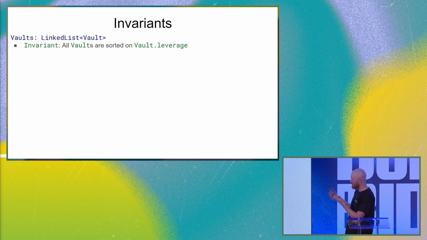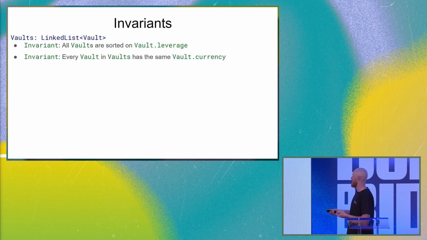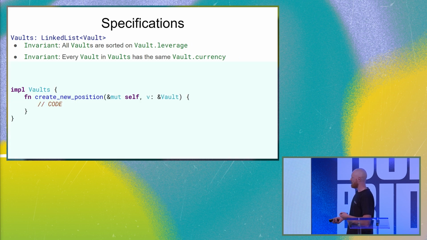So obviously this is going to be massively simplified. There was a lot more that happened in the actual protocol, but two things that would be an example to have down is that the vaults must be sorted on vaults.leverage, and every vault must have the same currency. But writing these down would be the first step. You'd want to go beyond that, and you'd want to add them to some sort of specification.